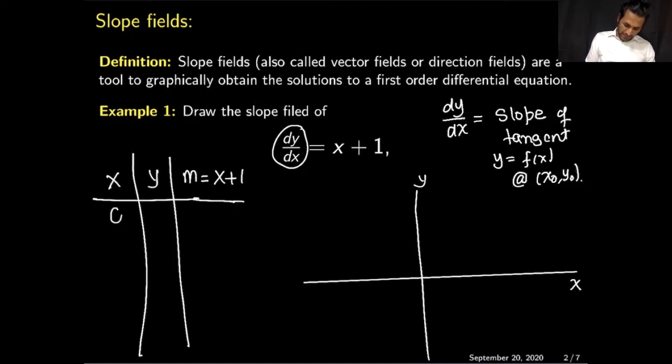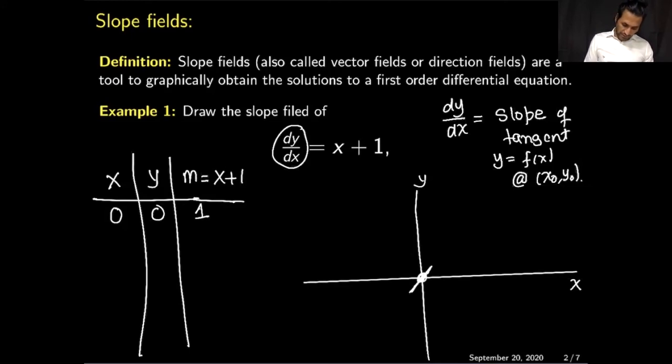So if I choose x and y equal to 0, it means this is the point where x and y both are 0. If I plug that into my slope, I will get the value of my slope is 1. So here in the slope field, I will draw a tangent line whose slope is 1, but I will draw a very tiny tangent line whose slope is 1 in the slope field.